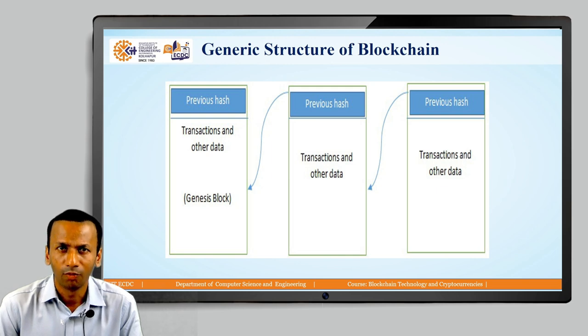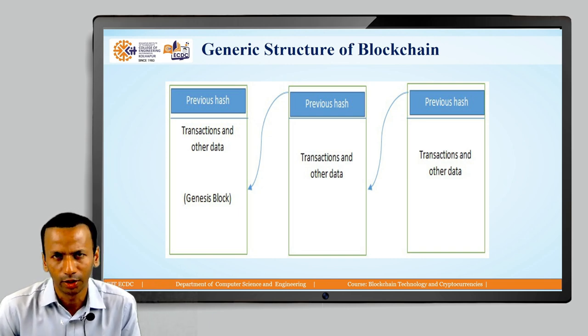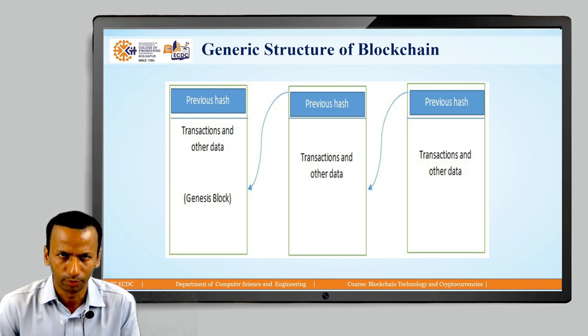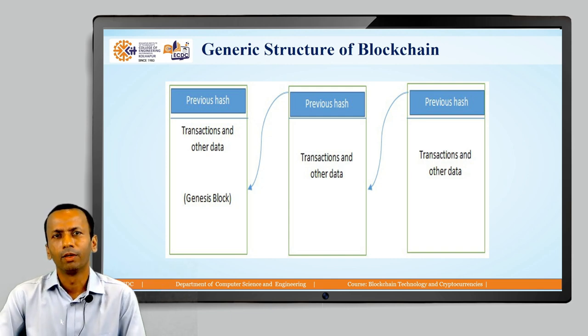The previous hash value is null at this particular block, because this is a genesis block, the very first block in that particular network. That block is not linked anywhere in the network, because it is the very first block, created by the administrator when the blockchain network is first created. But it has the transaction and other information.